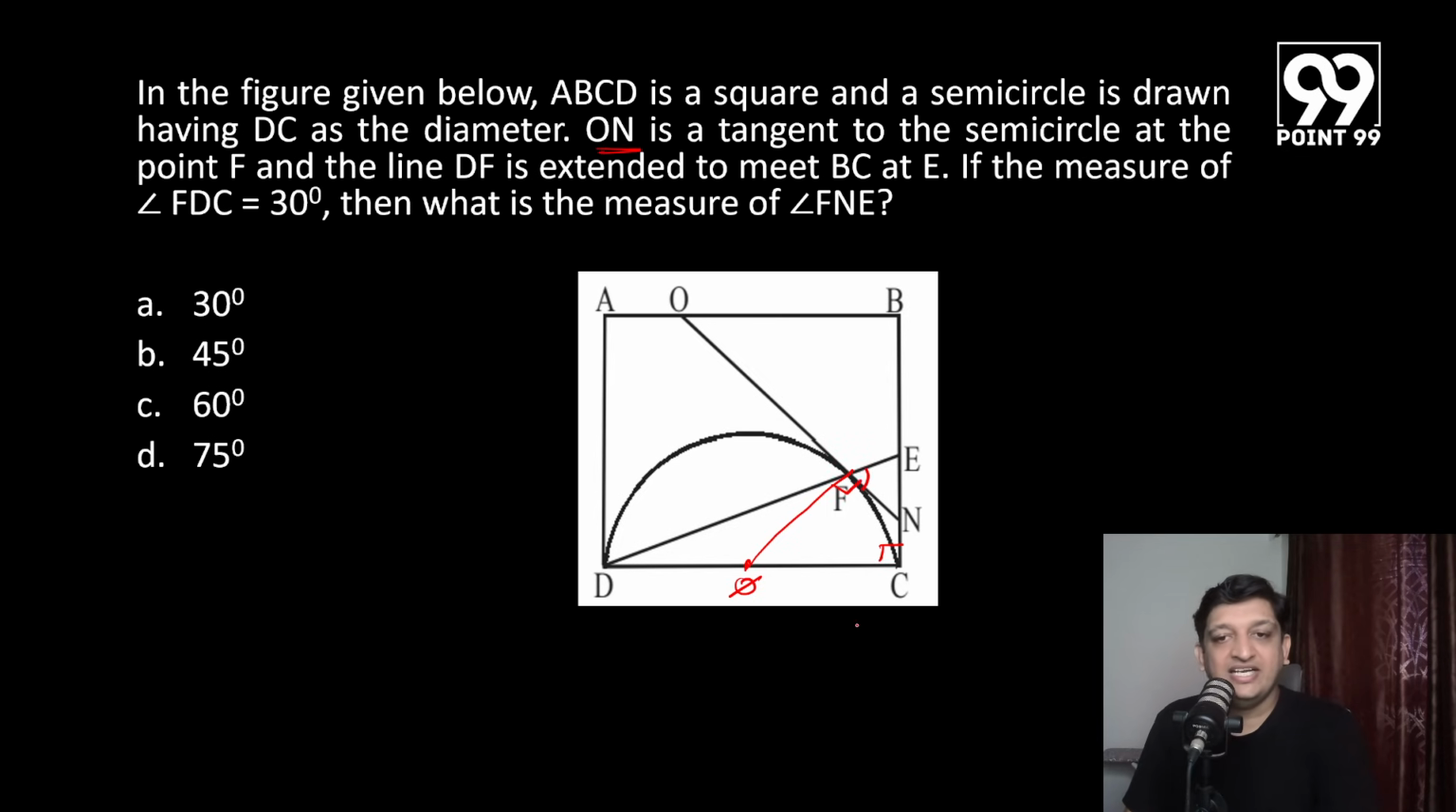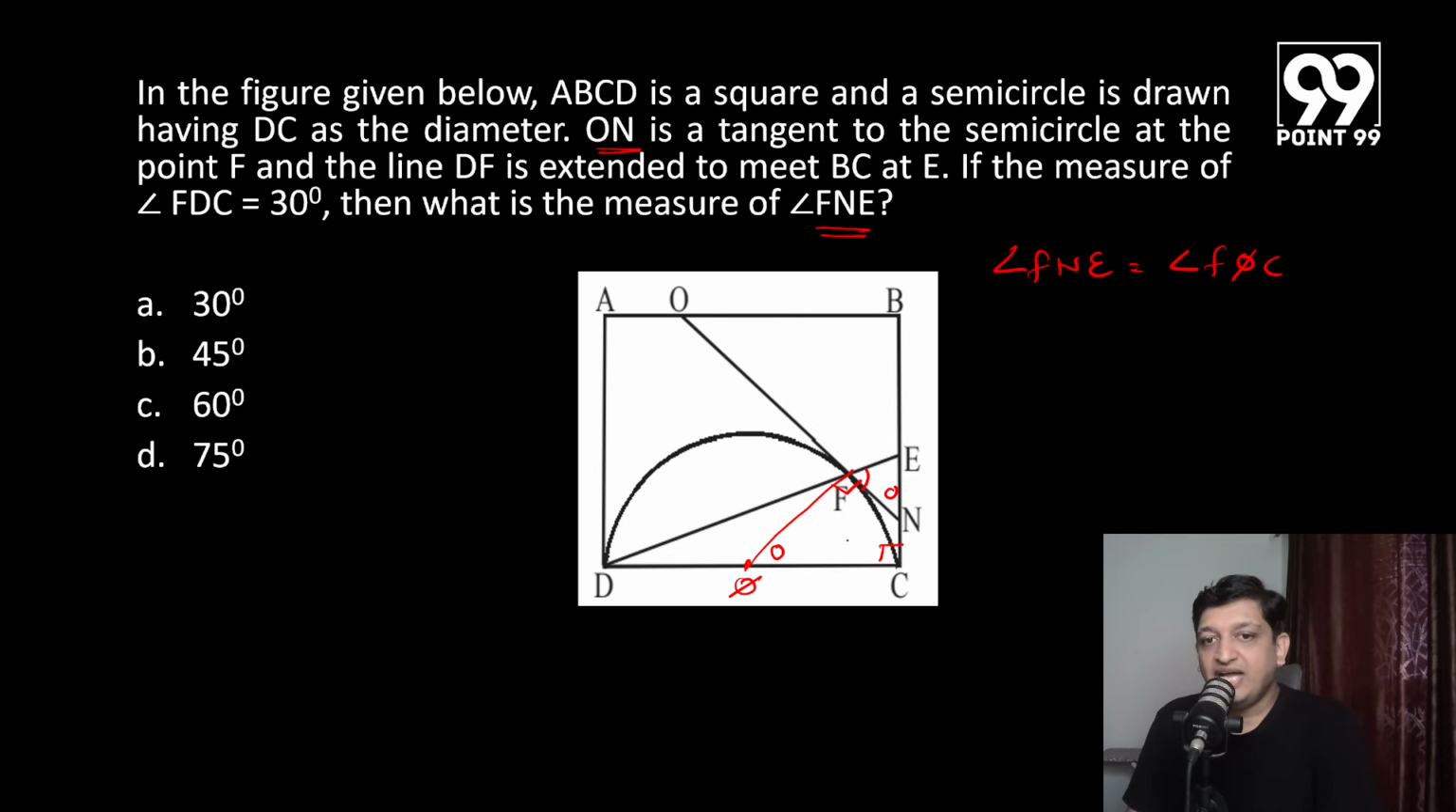This will also be 90 degrees, which basically tells me that this is a cyclic quadrilateral, which tells me that this angle ONB, or FNE that we are expected to find out, is equal to this angle, which is FOC. So I will say angle FNE equals angle FOC.